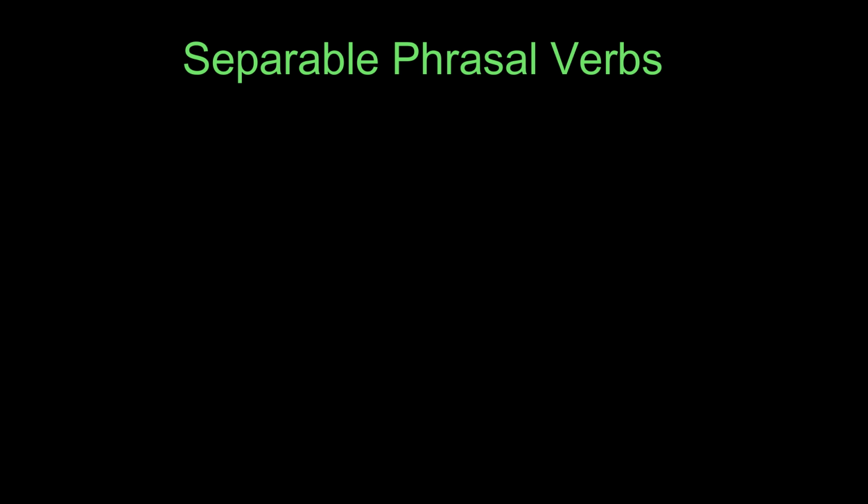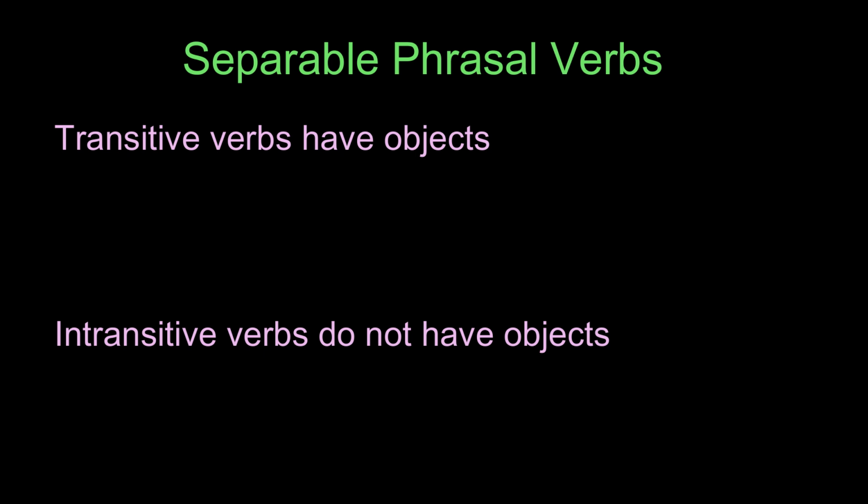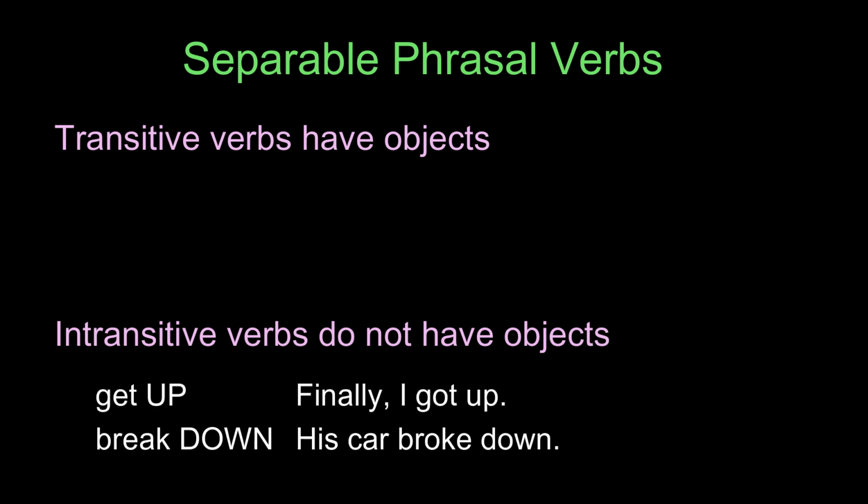Separable phrasal verbs. The verbs of the double-stressed phrasal verbs might or might not require an object. Verbs that require an object are called transitive verbs, and verbs that do not require an object are called intransitive verbs. These are examples of intransitive phrasal verbs. Get up. Finally, I got up. Break down. His car broke down.